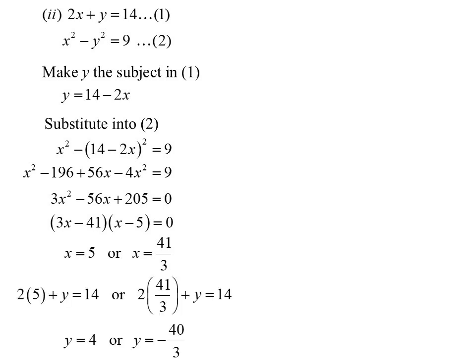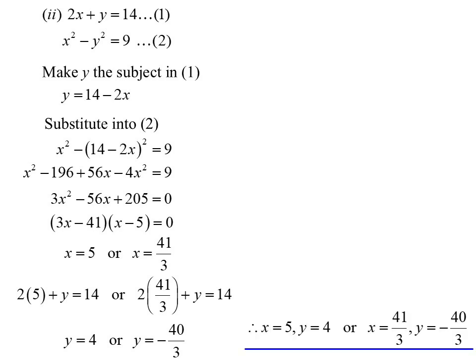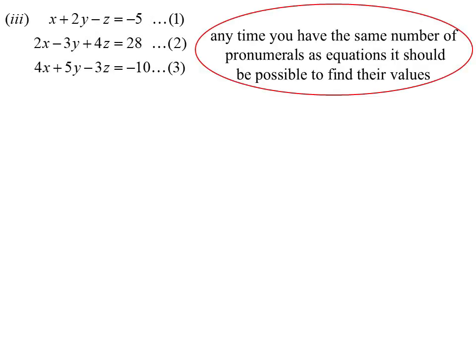My final answer, I definitely don't leave it like this, otherwise there's going to be ambiguity here. Hang on, am I saying x equals 5 and y could be either of these two? Or, no, it's very specific. It's this combination, x equals 5, y equals 4, or this combination, x equals 41/3, y equals minus 40/3.